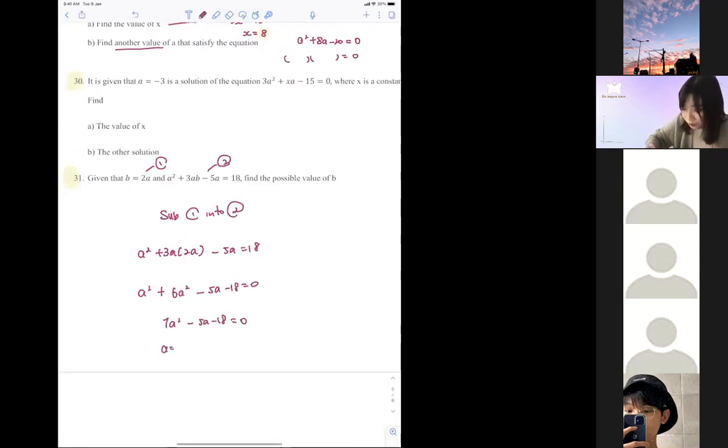You get A equals to 2 and A equals to -9/7. Since B is equal to 2A, you find B for each. You got your 2 answers, 1 and 2. That's it.